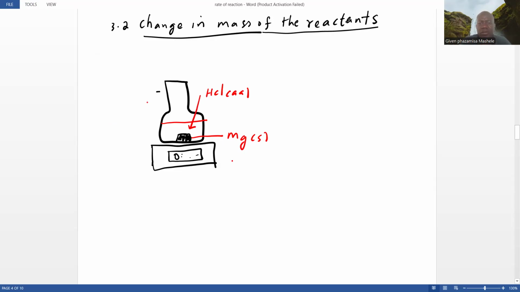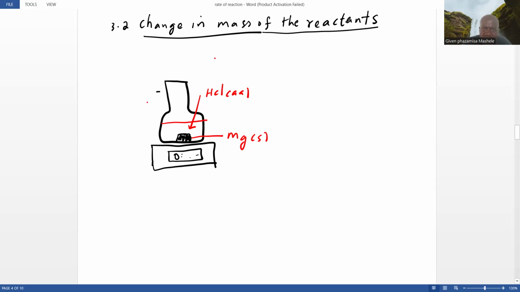And after some time, we want to check how fast or how slow the magnesium is decreasing in terms of mass. So the method that we're going to use here is the changes in mass of the reactant. But we know that if you take magnesium, just as an example, as a solid, you combine it with hydrochloric acid.